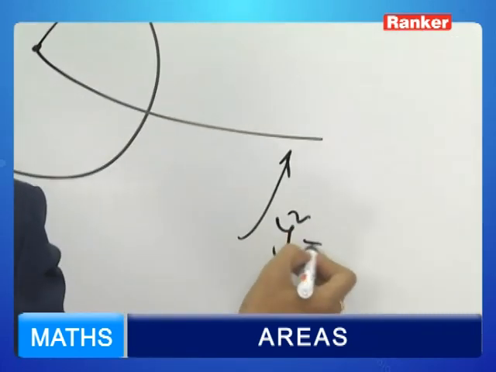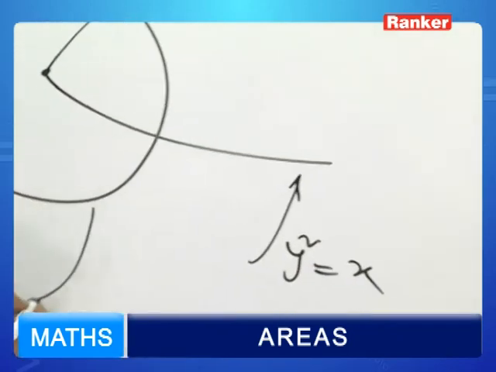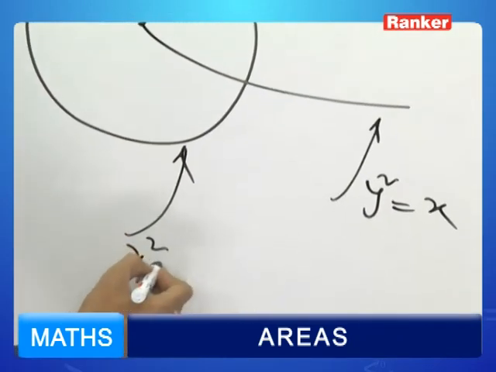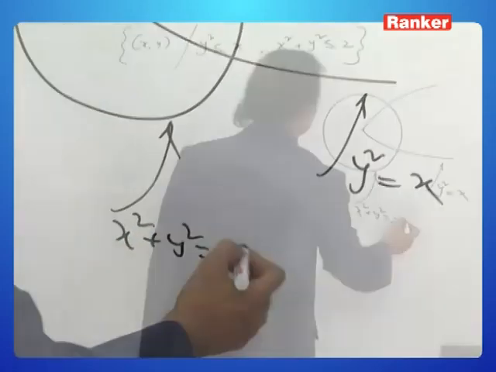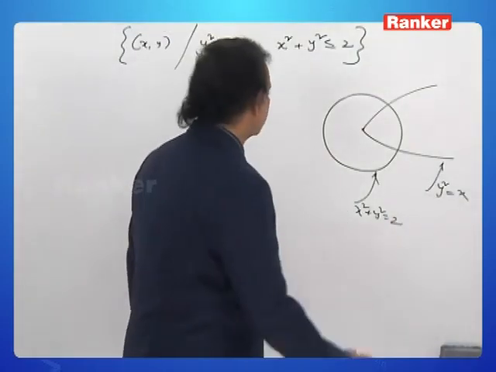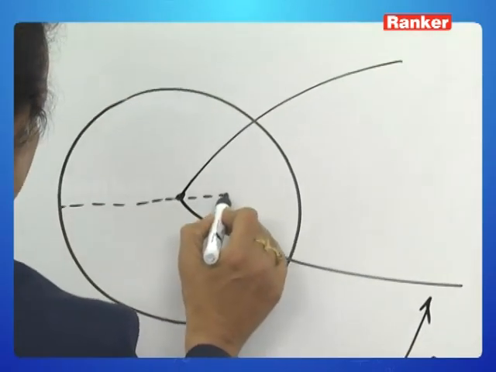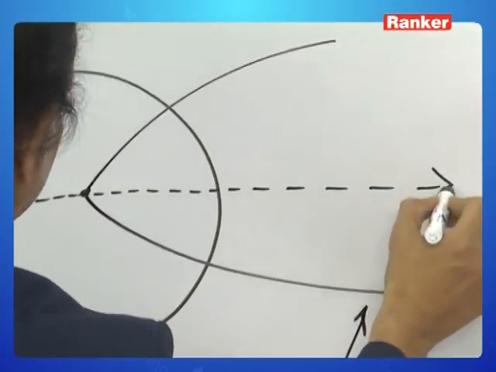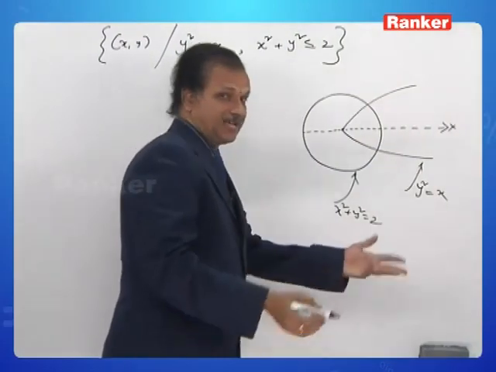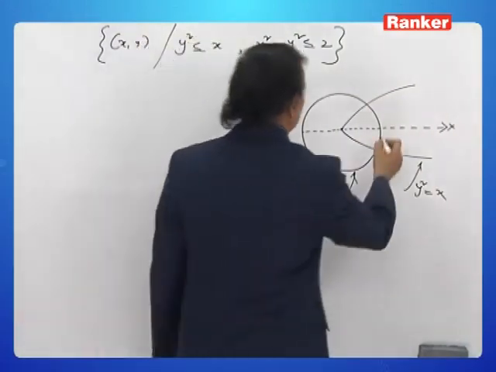This is the parabola y square is equal to x. This is the circle x square plus y square is equal to 2. Surely the center is the origin. This is the x-axis, of course, which is also the axis of the parabola.